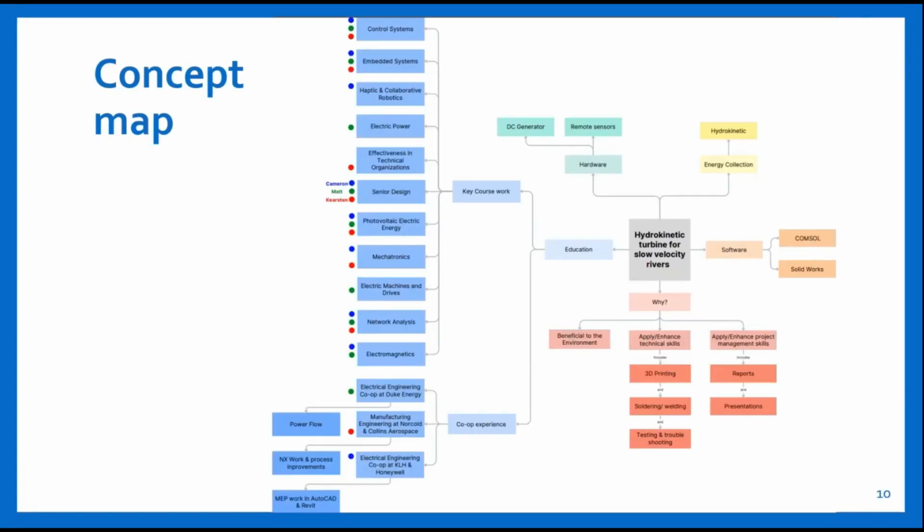So for our concept map, which informed the whole project, we basically divided it up amongst the stuff that we're good at with co-ops and the classes that we've taken. Obviously, some of the biggest ones that we used are electric machines and drives, electromagnetics, and electric power. I had a co-op with Duke Energy for most of my time at UC, so we used electric power experience from that, and Kearsten and Cameron both did electrical engineering and MEP work at different companies as well, which was helpful, especially for some of the computer-aided design that we had to do for designing this prototype.